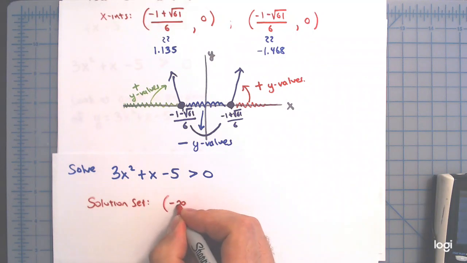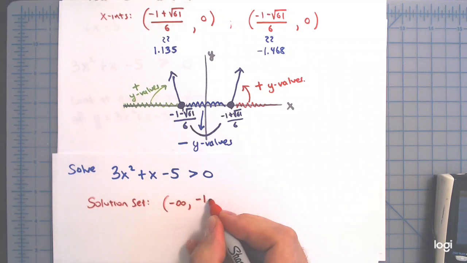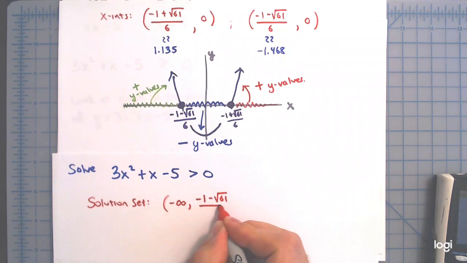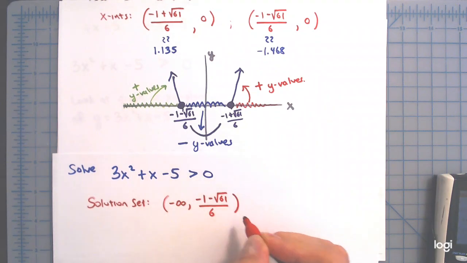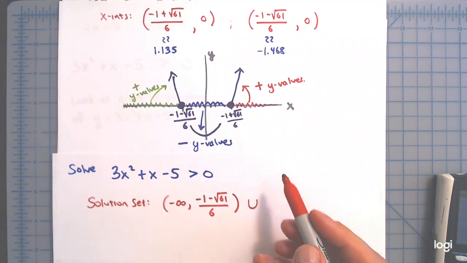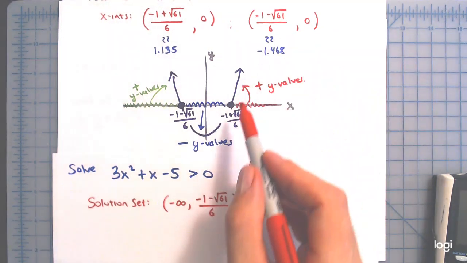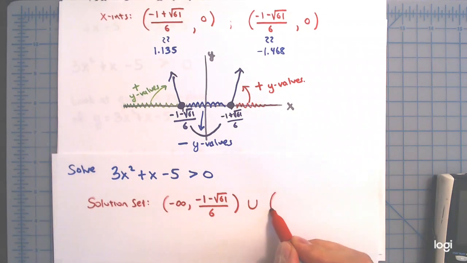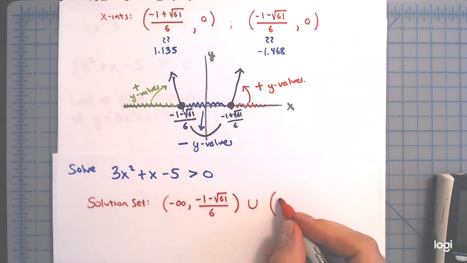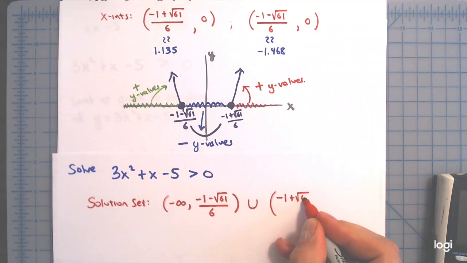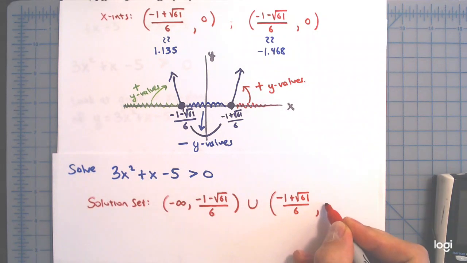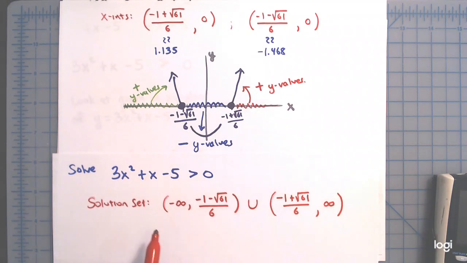So from negative infinity up until -1 minus the square root of 61 all divided by 6, but not including, so parentheses. But that's not all. Or, little union symbol, the numbers to the right of -1 plus the square root of 61 over 6. Those can be positive outputs, make this expression greater than 0, but not including it. So again, parentheses on that, -1 plus the square root of 61 all divided by 6, and to infinity. And there you go. There's the solutions to this inequality. All the values I can replace x with and make this a true statement.